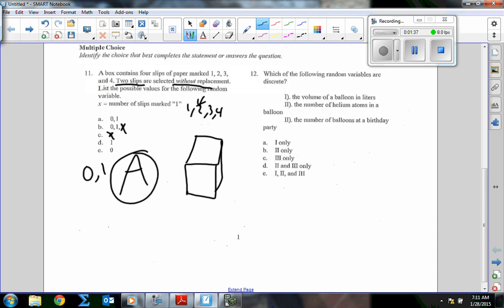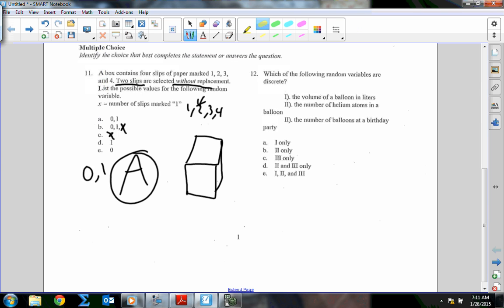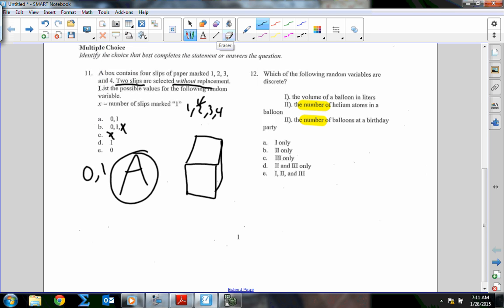Number 12, which of the following random variables are discrete? So discrete are things that are countable. So really a key word for that was number, the number of helium atoms and the number of balloons. Now it seems like we wouldn't really be able to count the number of helium atoms, but it doesn't matter because that's something that you could count, I guess, in theory. I guess you can ask Miss Anthony how well you could do. But that was 2 and 3 only, which is D.